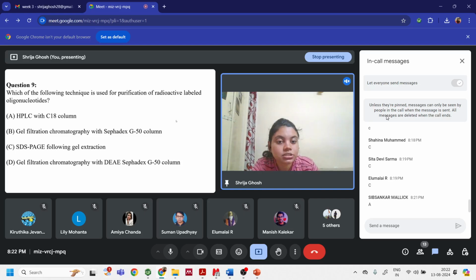Okay, we have one answer, option A, HPLC with C18 column. Anyone else wants to answer? Okay, we still have option A. I'll give you one hint. In the previous slide, I told you how we do the radioactive labeling. We are labeling the phosphate group, right? So, it's a heavier isotope of phosphate. If I have to separate the radio labeled from the unlabeled fractions, how will I separate it?